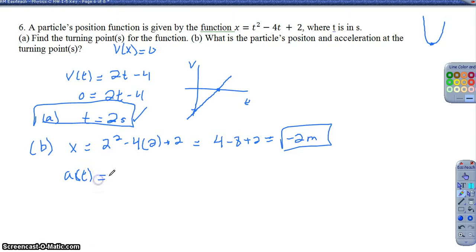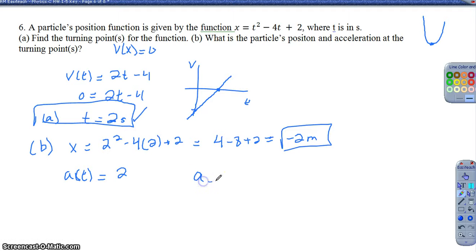Anyway, for the acceleration, I still need to find my acceleration function. So to find the acceleration function, I do the derivative of the velocity. Well, if I do the derivative of velocity, I actually just end up with the acceleration function equaling 2. So it really doesn't matter what t value I'm looking for. I could plug in 2 if I want, but that's not actually going to change this value over here.